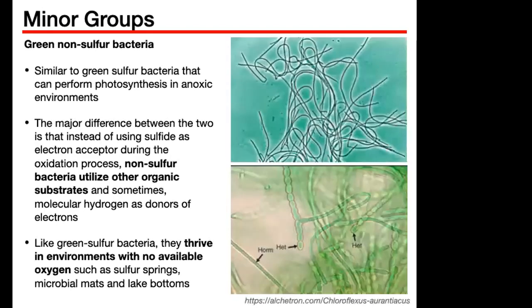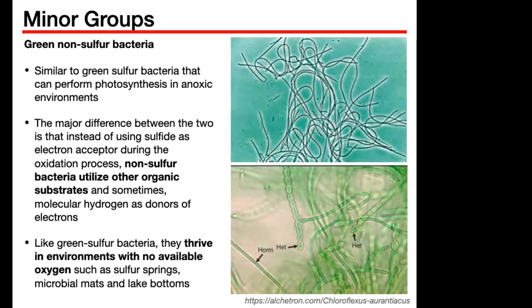Okay? For green non-sulfur bacteria, it is similar to our previous example. However, they can perform photosynthesis in anoxic environments, or environments with really no oxygen. And the major difference between the two is that instead of using sulfide as an electron donor, non-sulfur bacteria would utilize other organic substrates and sometimes hydrogen as a donor of electrons. So that is the only real difference between them, but both are capable of performing photosynthesis and both can thrive in anaerobic or anoxic environments.